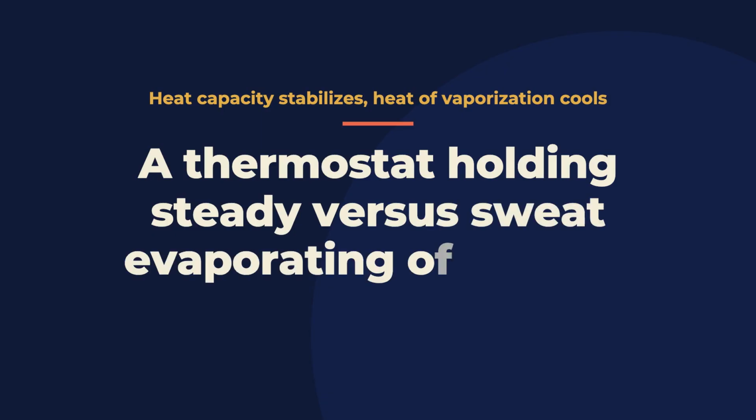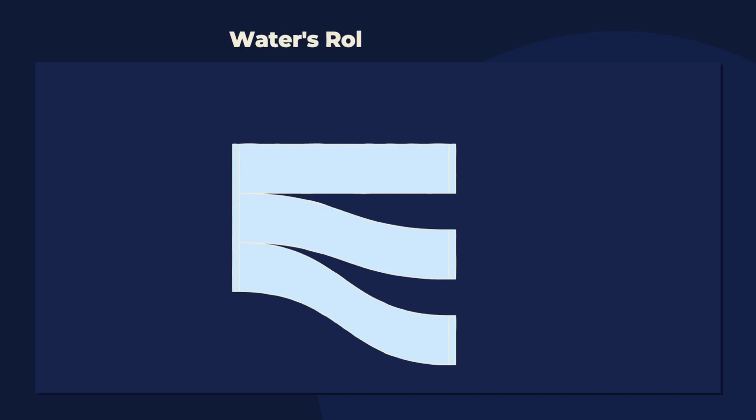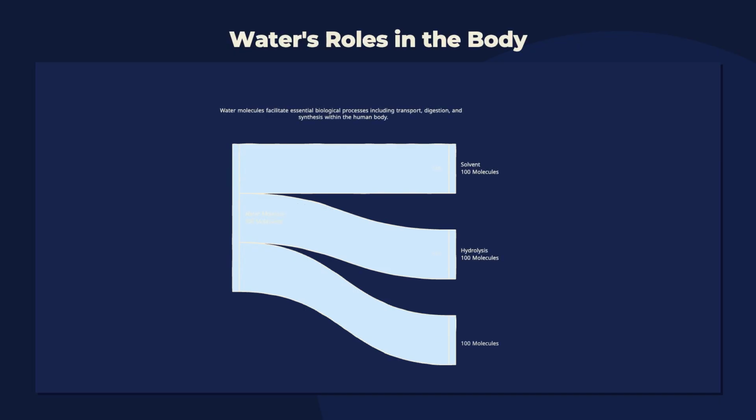Heat capacity means water absorbs heat without its own temperature swinging much, acting like an internal thermostat during exercise or fever. Heat of vaporization is different. It's the large amount of heat carried away when sweat converts from liquid to vapor, which is exactly why sweating cools you down. Because water is polar, it surrounds charged and polar particles and keeps them dispersed, making it the universal solvent that carries nutrients, gases, and waste through blood and tissue fluid.